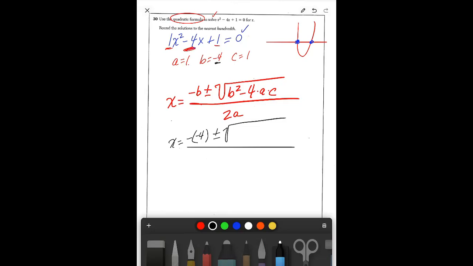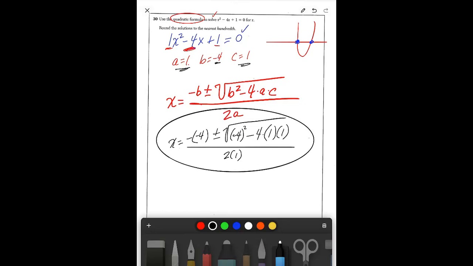The square root of, and then you're going to do a -4 again, and you're going to square that, and then it's going to be -4 times the a term, which is 1. And then we're going to multiply it times the c term, which is also 1. And then in the denominator, we're just going to say 2 times 1. Now, if you do this, this is 1 point.